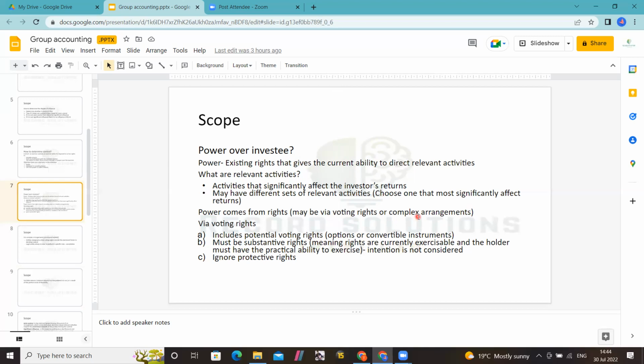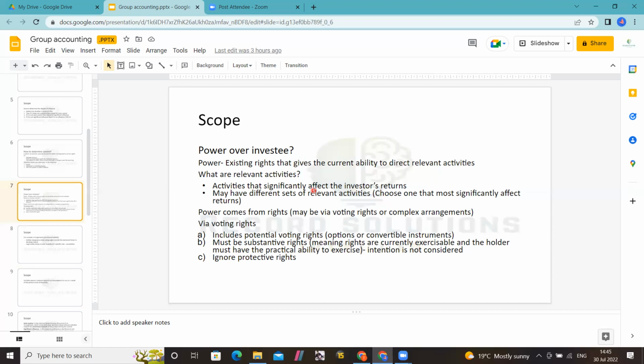They tell you that these are the activities that they do. So it's simple. With complex arrangement, the first thing you do is determine what the relevant activities are, who controls the relevant activities in that entity, and who appoints the people who control them. Because sometimes in complex arrangements, they can tell you that you have the right to appoint maybe 4 out of 10 directors. Then that means that you still don't control the entity, even though they didn't say anything about voting rights. So the first thing you have to do is check how these relevant activities are determined. Is it via voting rights or complex arrangement?